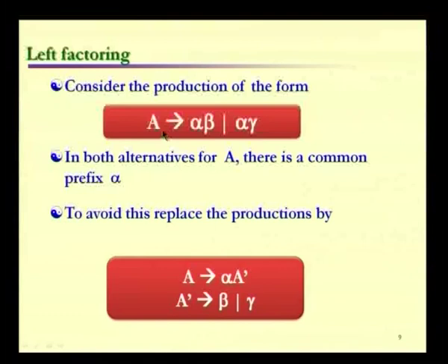So, this is how we are eliminating the left recursion, and the next issue is with the left factoring. So, here we have the framework. The productions may be of the form A derives alpha beta or alpha gamma. A production is said to be left factored if there exists a common prefix among various alternates.